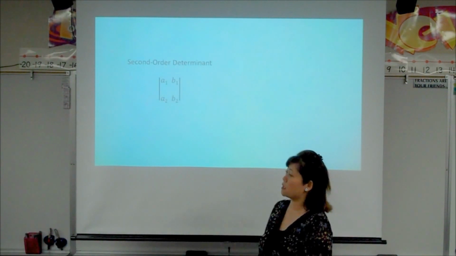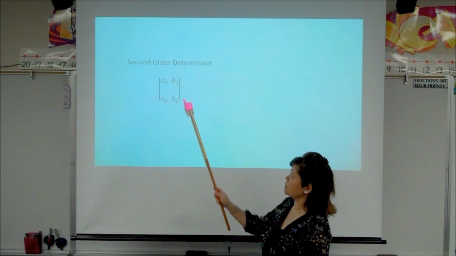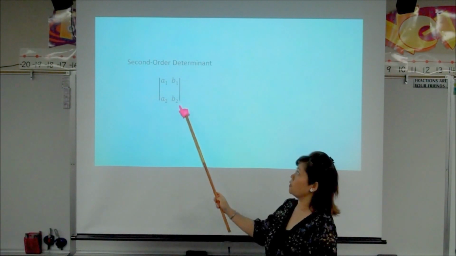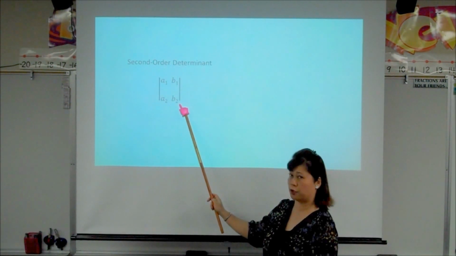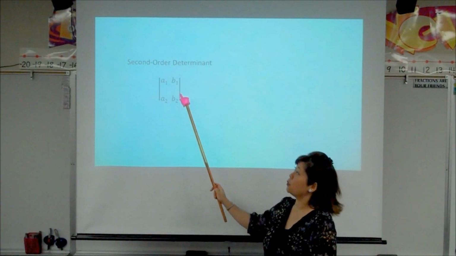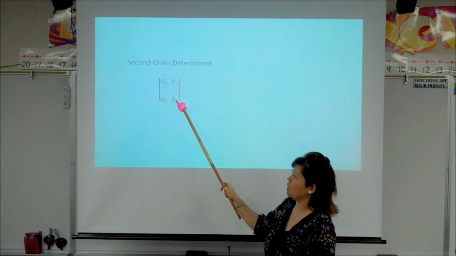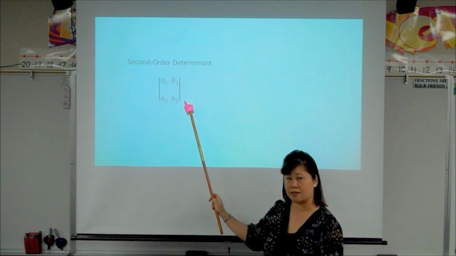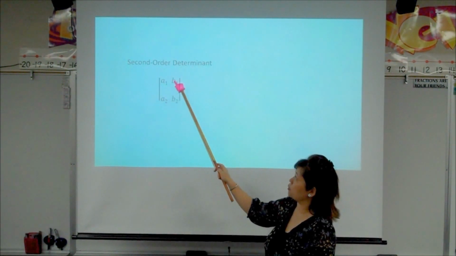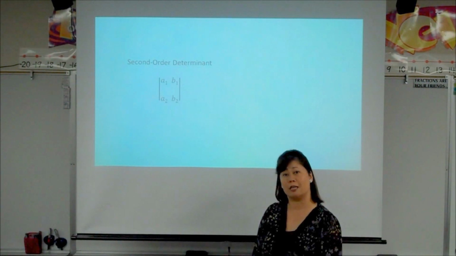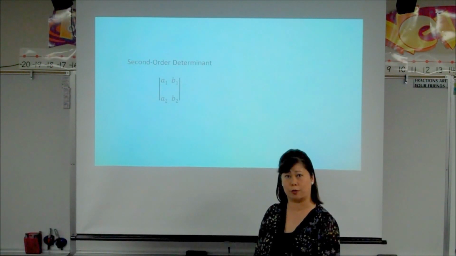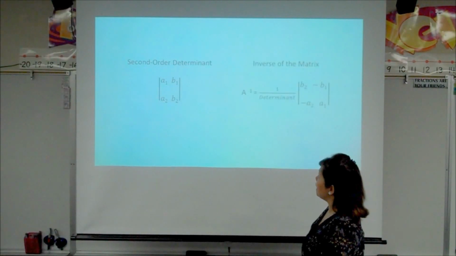If you remember, on the second order determinants we had a matrix with A1, B1, A2, and B2. To find a determinant, we cross multiply on one diagonal, then the operation was minus, and then we multiply on the other diagonal. We're going to use that same idea, but continue on with second order determinants and add a couple more steps.